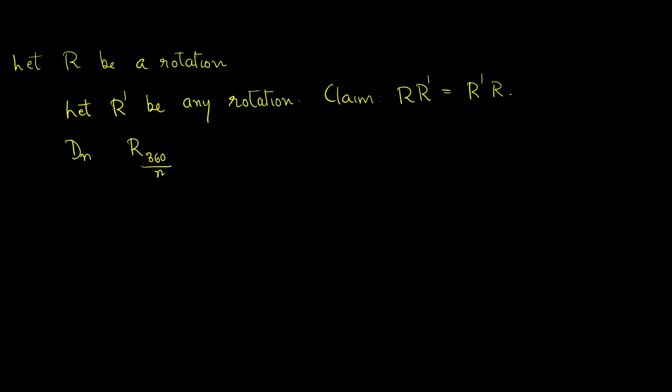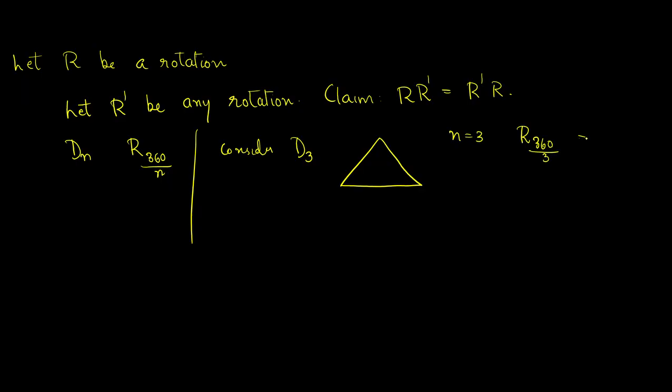Now let's pause this for a minute and take an example to understand this. Consider D3, the set of all symmetries of an equilateral triangle. Now in this, n is equal to 3. So we are considering R 360 divided by 3, which is nothing but R120. Now what are the other rotations here? We have R240 and we also have R360, which is nothing but the identity element R0, right?